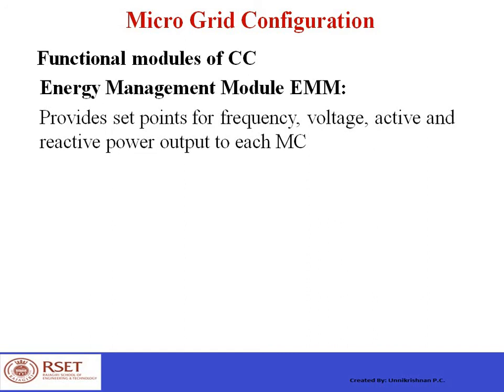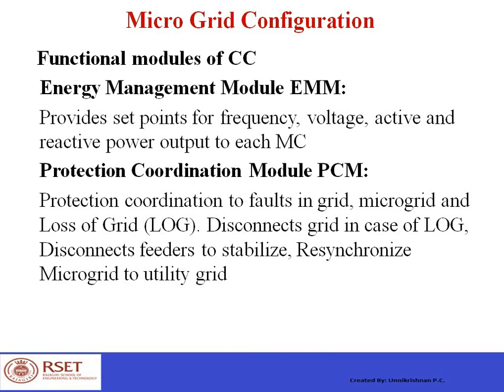The two functional modules in a central controller are, first, the energy management module. It provides the set points for frequency, voltage, and active and reactive power output to each micro source controller. So it is the duty of the EMM to provide the set points for voltage, frequency, and active and reactive power output. This information has to be supplied to the MC, the micro source controller, by the EMM.